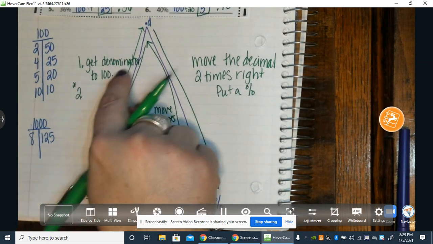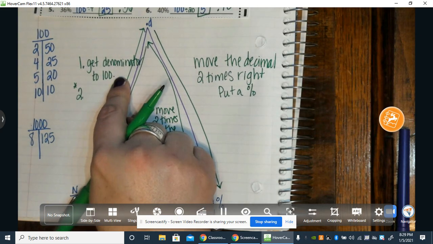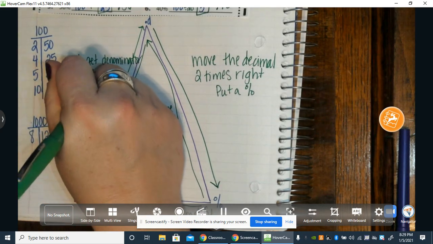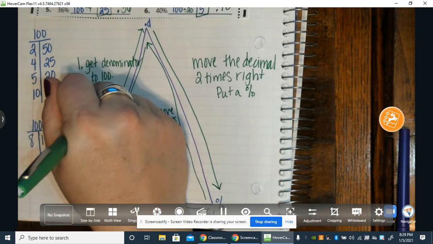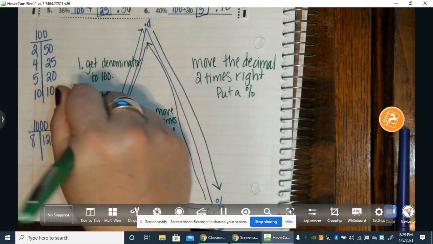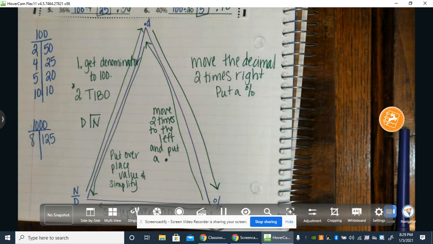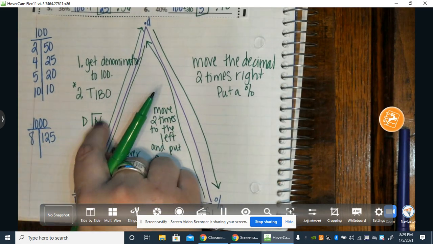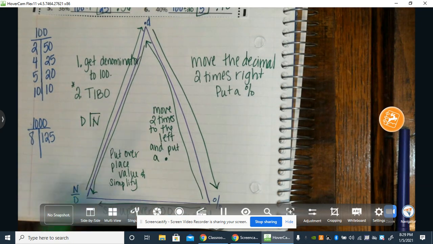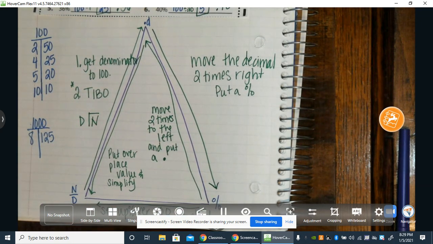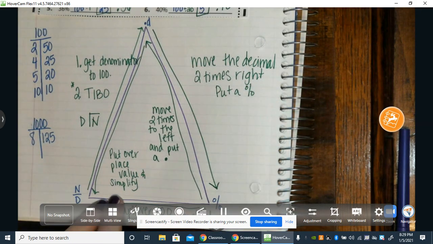So in those times where you cannot get your denominator to 100, you always want to use that trusty tie bow method. And remember, always with tie bow, your numerator is inside, your denominator is on the outside. Top in, bottom out. And then you're going to make sure you put your decimal there and start doing your math and your division there. Okay? So this is kind of like a trusty little flow graph.